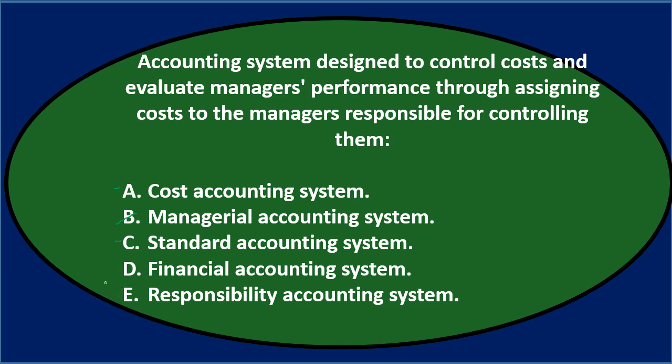And then D says financial accounting system. That's our normal financial versus managerial, and we're talking managerial accounting stuff here, so I don't think that's it. And then E says responsibility accounting system, which sounds somewhat appropriate given the fact that we're assigning the responsibility. We'll keep that at A, C, and E. Let's go through it again.